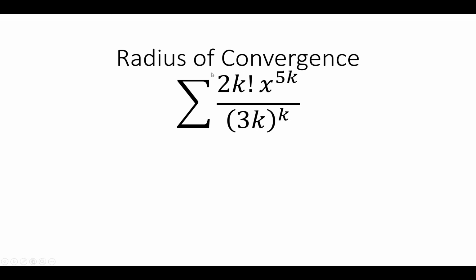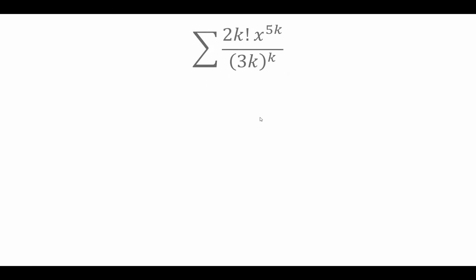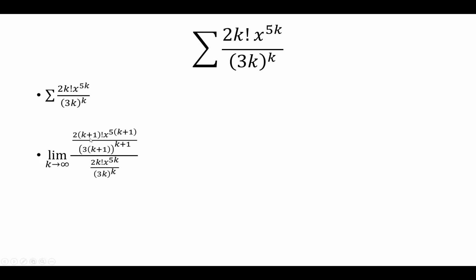In this video, we want to find the radius of convergence for the sum of 2 times k factorial times x to the 5k over 3k raised to the kth power. So we're going to be using the ratio test, which means we have to look at the (k+1)st term over the kth term, and we're looking as k approaches infinity.